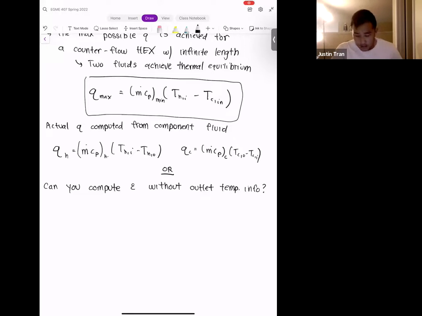And it turns out yes. What people have done is run experiments on lots of different designs of heat exchangers, and then they were able to come up with expressions for the effectiveness just based on that design.